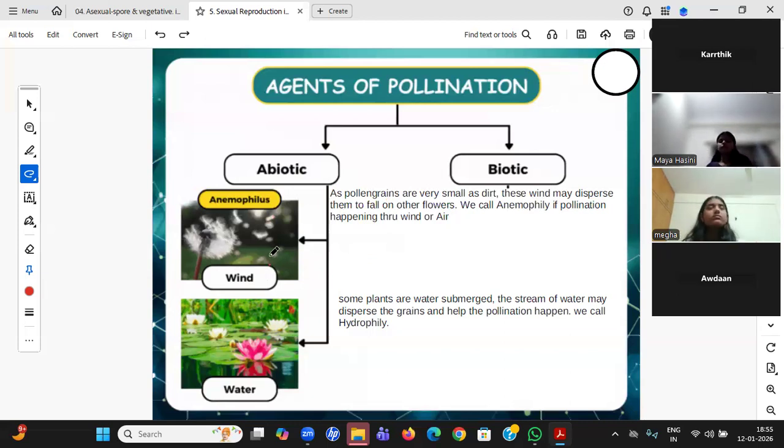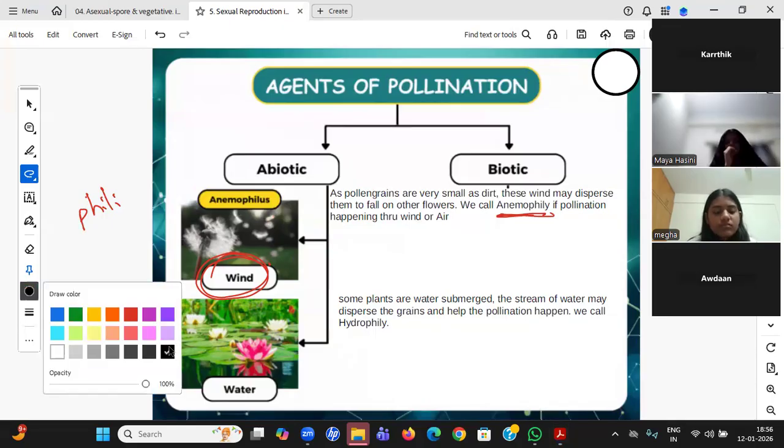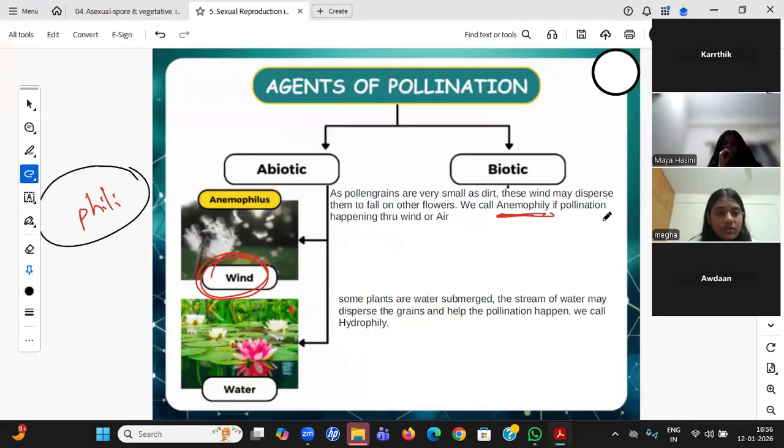As the pollen grains take help of wind and they are loving the wind, we are using the word anemophily. Anemophily. Where did we use this word phily? Where did you use the word phily in chemistry? Anybody? In chemistry, where? Which chapter? Which topic did we use this word phily?